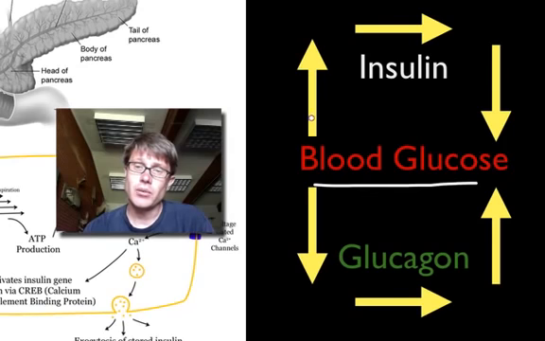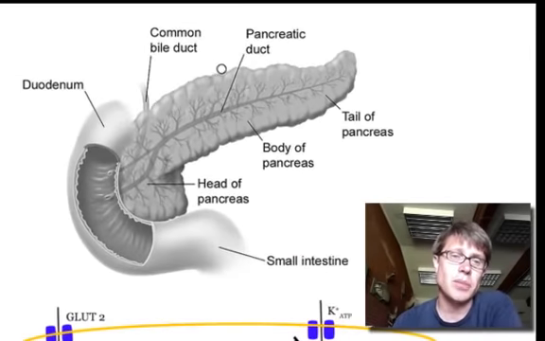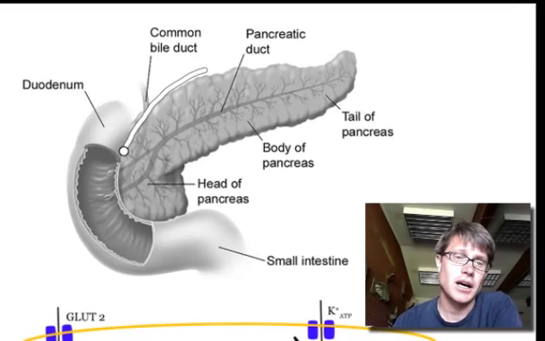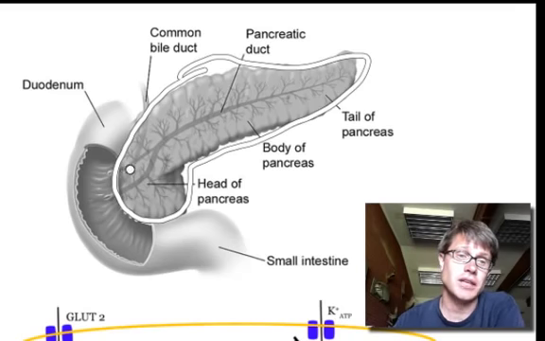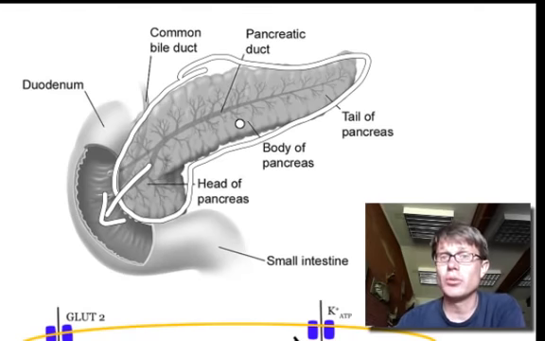And so we use two different hormones, insulin and glucagon, to do that. And so this is your pancreas. Its major job is to empty digestive enzymes into the small intestine when there's food there, so we can digest and absorb it. But it also has a dual purpose, and one is to regulate the blood glucose level.